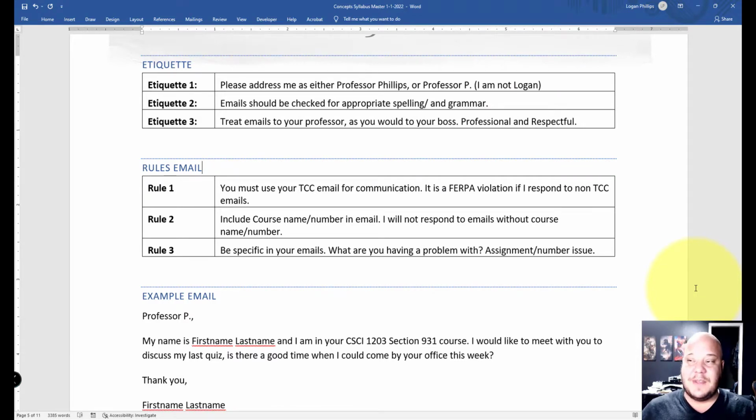Rule 3, be specific in your emails. If you email me and just say, I can't do it, I'm going to email back and say, you can't do what? And we're going to go back and forth until you give me a specific that I can help you with. Again, you're an adult. Break it down to small chunks. I can't do X assignment, X problem. I'm having issue with X idea. Give me information so that I can help you. Again, I want to see you succeed, so give me the ability to help you.